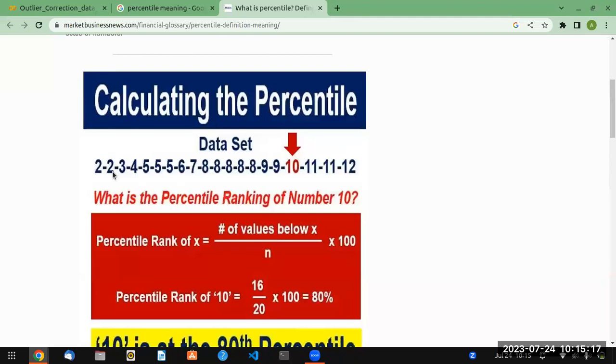So the values of 10 below 16 are there. Total number of values are 20. So it is the 80th percentile. Rank of 10 is 80%. What does that mean? That means 80% of people are below these positions and 20% of people are above these positions.